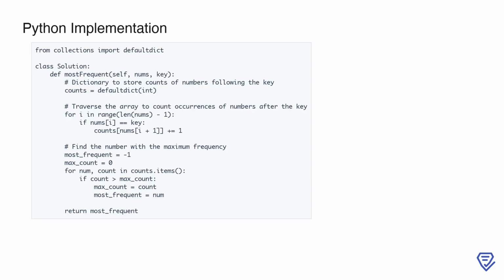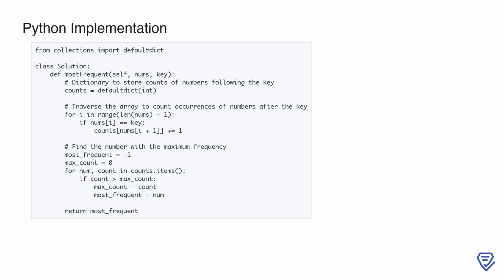We iterate through the nums array using a for loop, stopping at the second to last element to avoid out-of-range errors. For each element, if it matches the key, the number that follows it, i.e., nums[i+1], is added to the counts dictionary, and its frequency is incremented.